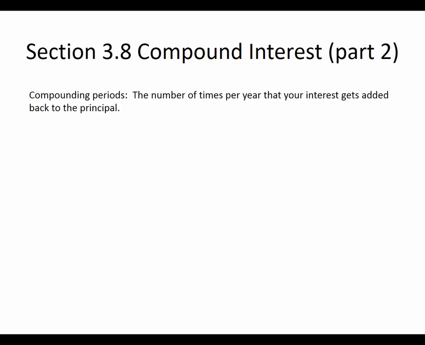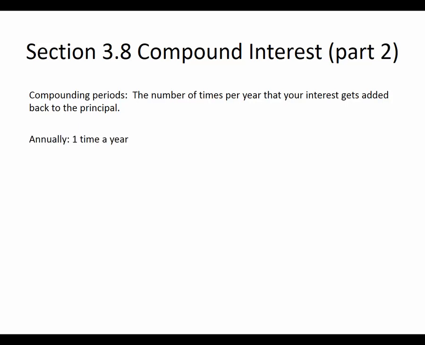So to start with, a compounding period is the number of times per year that your interest gets added back to the principal. That's called compounding. When the question says that your interest is compounded annually, that means it's just getting compounded once per year, and we don't have to worry about it too much. That's just the typical baseline normal way of compounding. But there's different ways that you can compound.